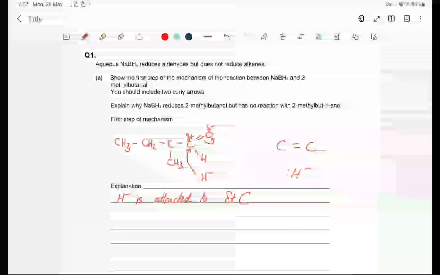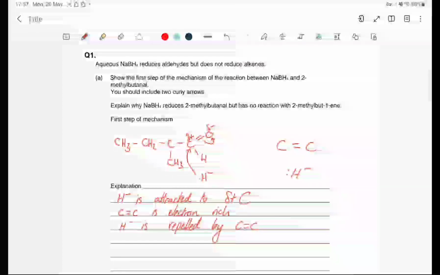Okay, so I've got a hydride and I've got my C double bond C. First thing, of course, to note is that that double bond is very electron rich, and there's no delta positive area on it. Now, because it's so electron rich and there's no delta positive, not only is the hydride not attracted to it, but actually it's repelled by it, and therefore it's not going to want to go near it. And there are all your marks.